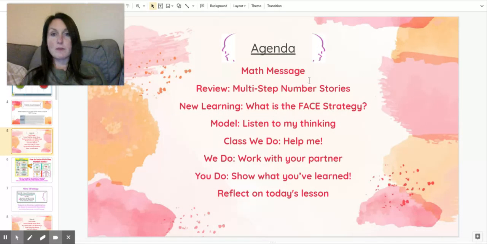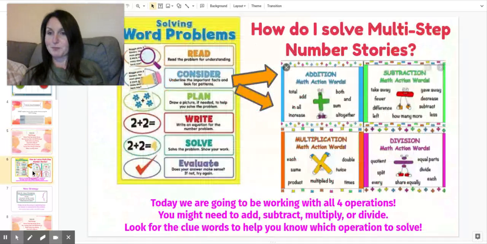So we are going to review how to solve multi-step number stories. Our new learning is focusing on the FACE strategy. I will then pause the video and make a new one for our model, and then you're going to help me with the problem, and you're going to get some time to work on some different problems on your own.